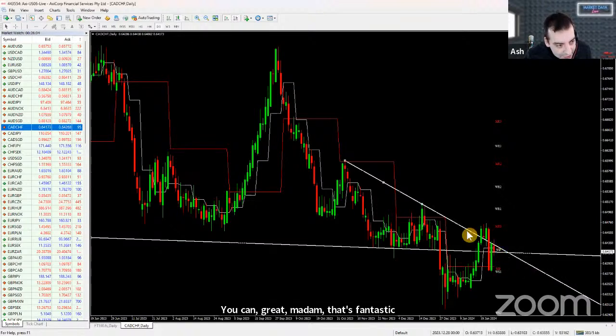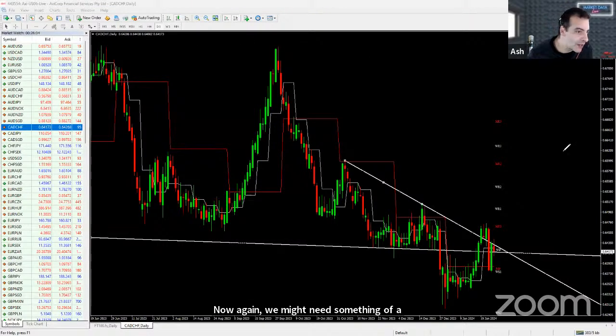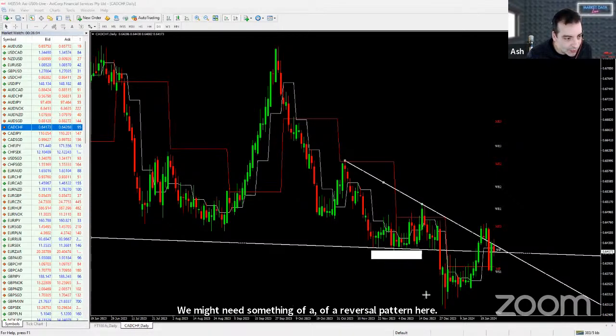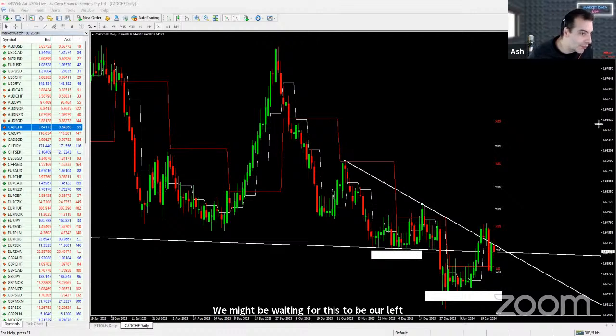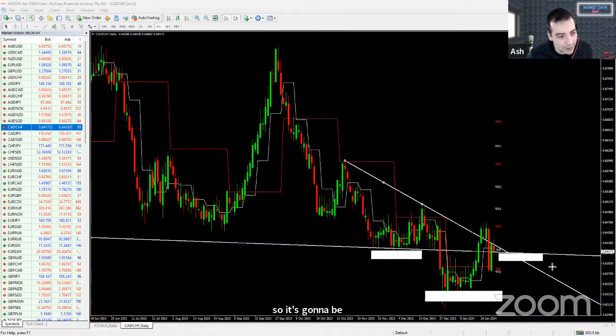So this suggests that this is the trend line. Now, again, we might need something of a reversal pattern here. We might be waiting for this to be our left shoulder, this to be our head, and we're going to need something similar with the right shoulder on this side. So it's going to look something like that.